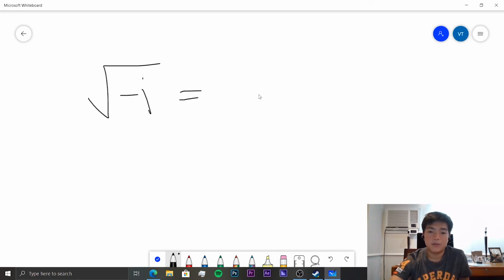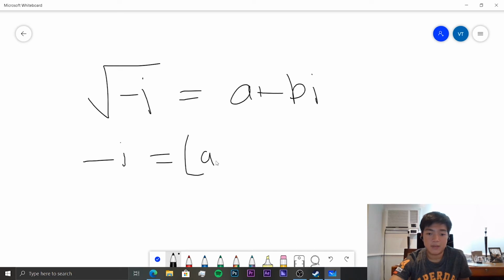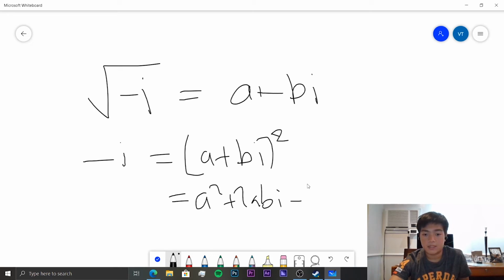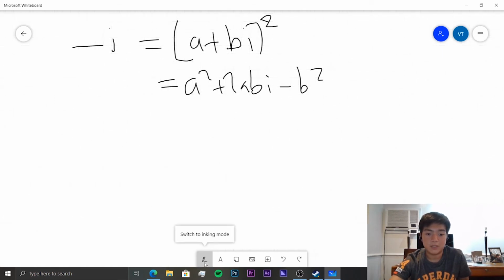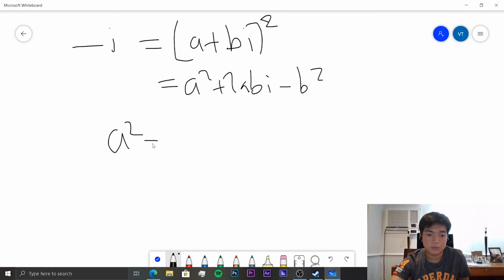Well, we know we can express this in the form of a plus bi. And so we can say that negative i is equal to a plus bi squared. In other words, this is equal to a squared plus 2abi minus b squared. So let's equate real and imaginary parts. So we know that a squared must equal b squared, since 0 equals a squared minus b squared. And we also know that negative i is equal to 2abi.